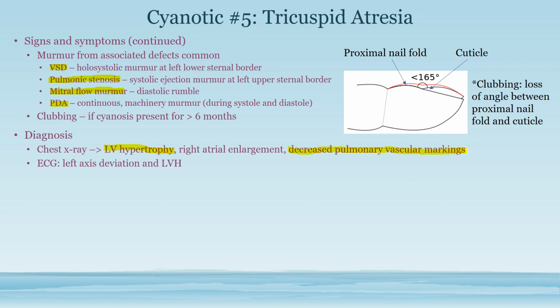Okay, why decreased pulmonary vascular markings? Because you have less blood flowing through the pulmonary artery into the lungs. You'll have decreased vascular markings on the x-ray.